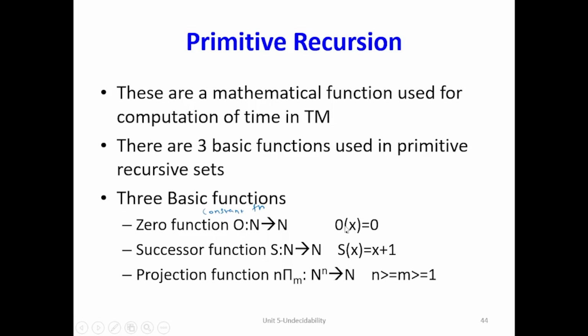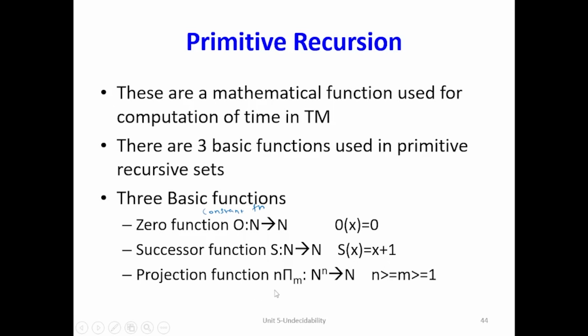So zero functions are always denoted as 0 of x. For any value of x, if you consider x as an integer value, the answer is 0. Successor means s. So s of x is equal to its immediate value, x plus 1.